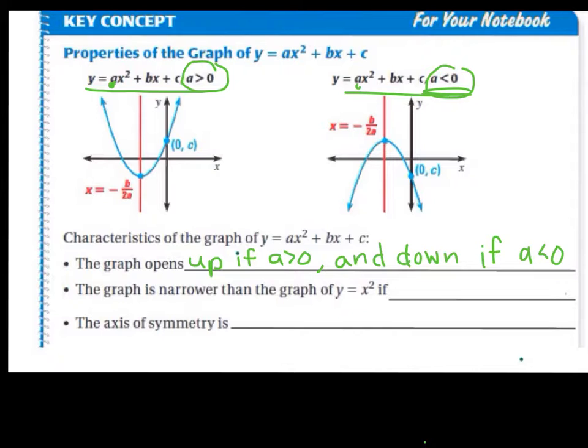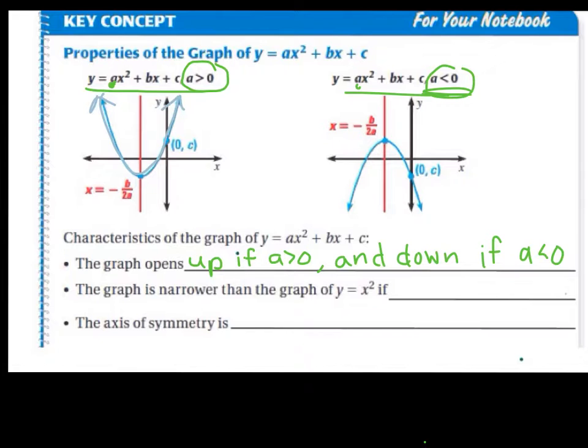And that a value is not just going to be important in this unit. Every unit we talk about functions and graphs, it's going to be important and tell you a lot about at least what your function should maybe look like. So how do we know if the graph is going to be narrower than the parent function y equals x squared? It gives you this parent function as if nothing is being added or subtracted to it or multiplied or divided by it.